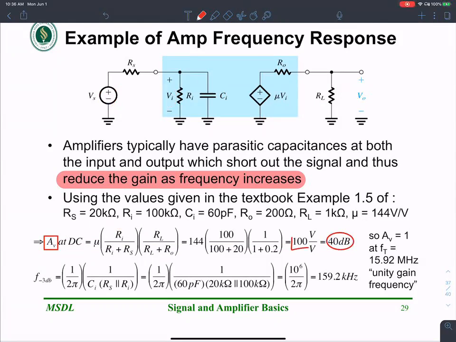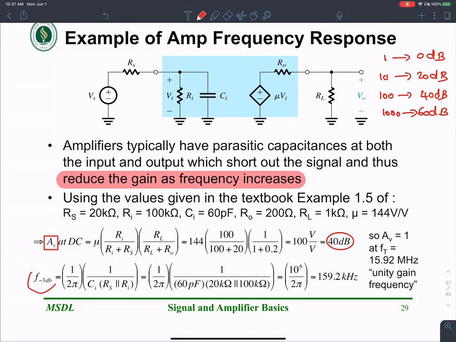A 40 dB gain is always 100. A gain of 1000 is 60 dB. So you can see the relationship. A gain of 1 is 0 dB, a gain of 10 is 20 dB, a gain of 100 is 40 dB, and so on and so forth. You can see the idea.